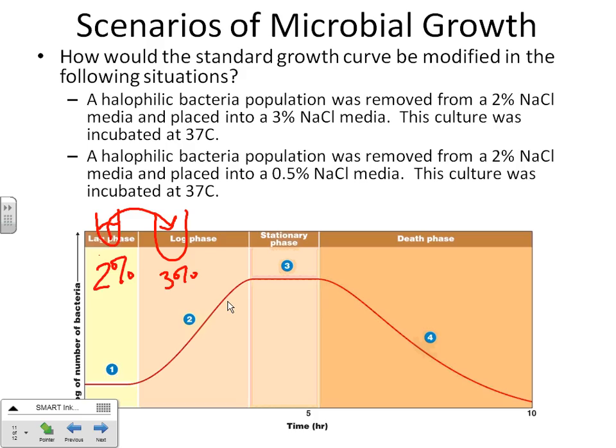And now I'm going to watch them grow. So what did I do to that bacteria? Did I make his life better, or did I make his life worse? I made his life better. He's happier, right? He may grow a little faster.